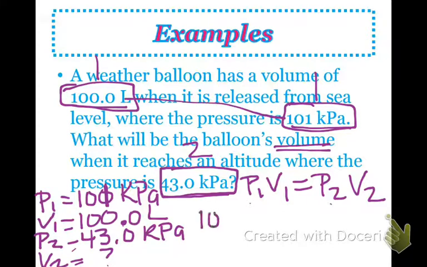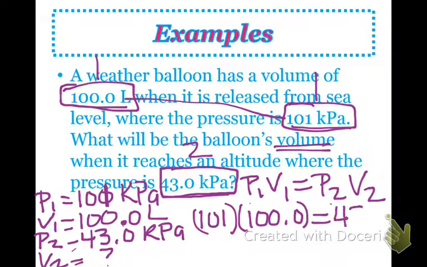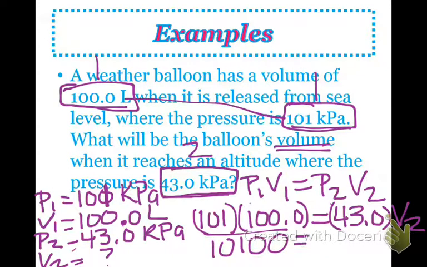101 times 100 equals 43.0 times, we don't know the second volume, V2. And now you have to do your math. Multiply these two. So we're going to take 101 times 100, so 10,100 equals 43.0 V2.